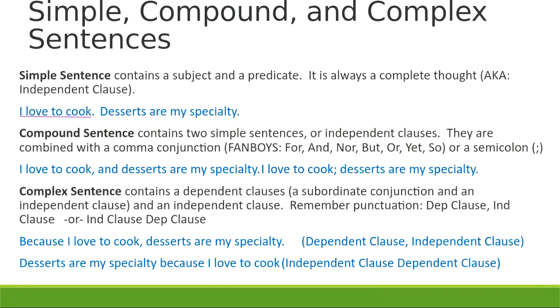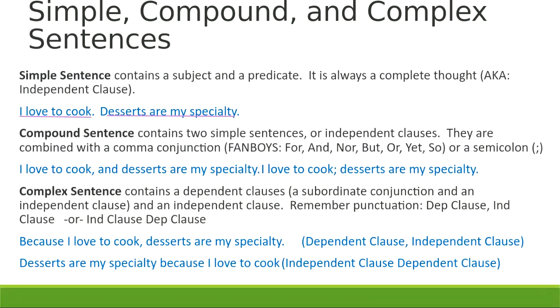"Desserts are my specialty" is a simple sentence. Desserts is the subject. Are my specialty is the predicate. "Desserts are my specialty" is a complete thought. You'll notice that simple sentences always begin with a capital letter and they always end with punctuation, like periods at the end.